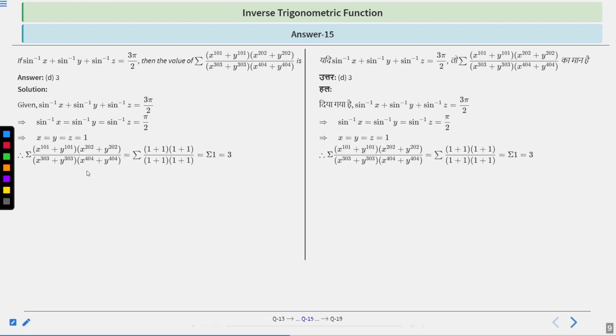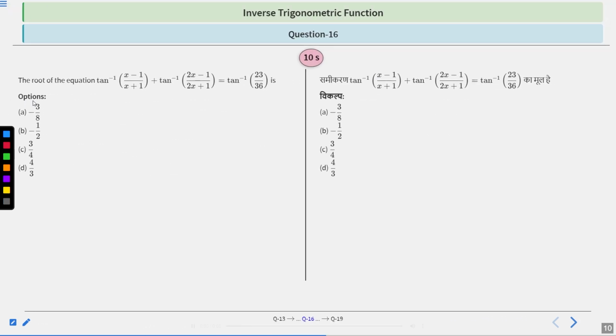Therefore, the summation of (x to the power 101 plus y to the power 101) into (x to the power 202 plus y to the power 202) upon (x to the power 303 plus y to the power 303) into (x to the power 404 plus y to the power 404) will be equal to the summation of (1 plus 1) into (1 plus 1) upon (1 plus 1) into (1 plus 1), which is equal to the summation of 1. And the summation of 1 is equal to 3. Clear? Therefore, option D, 3 is the right choice. Got it?